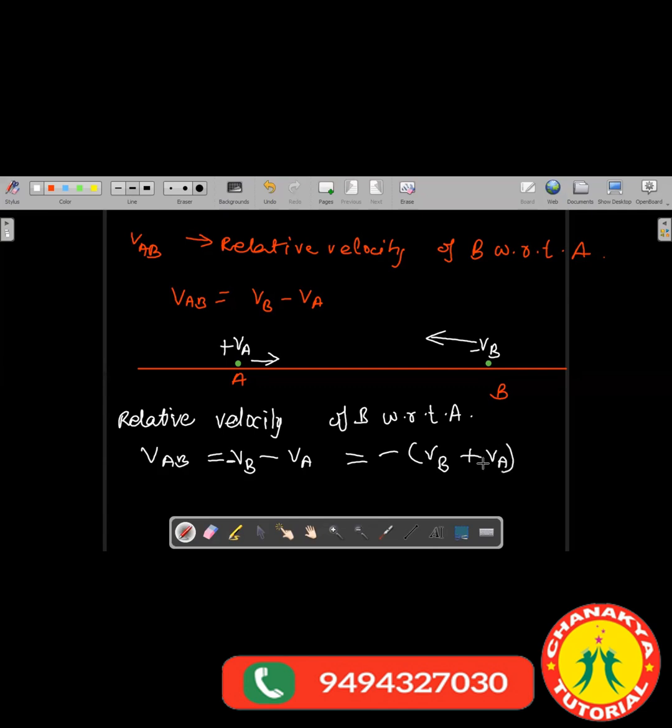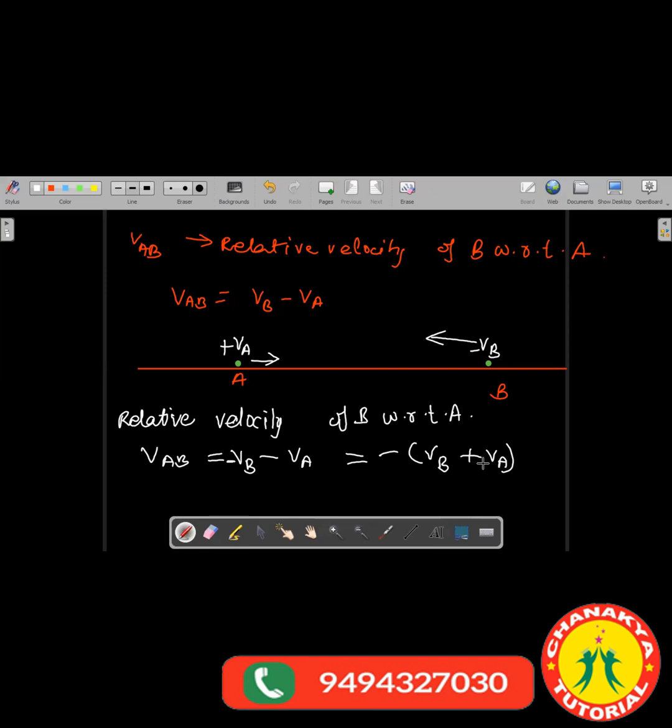It will appear to A that B is coming towards A with a greater speed than the speed that B possesses. It's just like two objects coming in front of each other. One of the objects will see the other object to be moving fast. So their speeds will get added, and you have a negative sign. This negative sign indicates that B is moving towards left with respect to A.